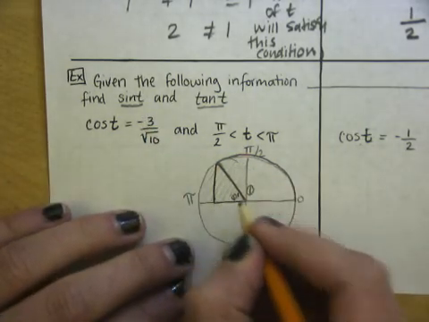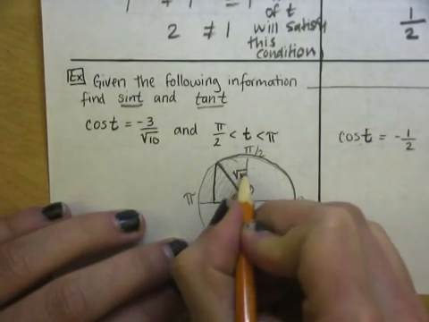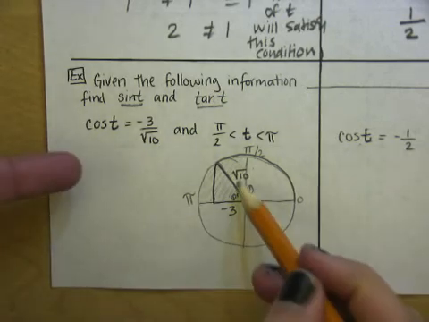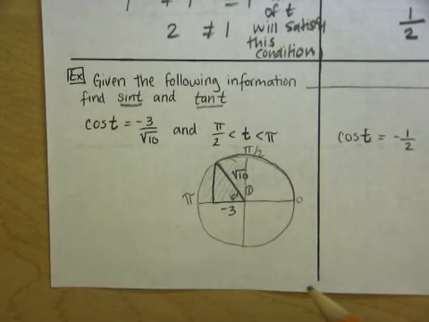So let's say this distance from here to here is negative 3, and your hypotenuse is square root of 10. It doesn't have to be, but since it's a ratio and it's the only ratio they gave us, we could actually create that exact scenario where the adjacent side is negative 3 and the hypotenuse is square root of 10.